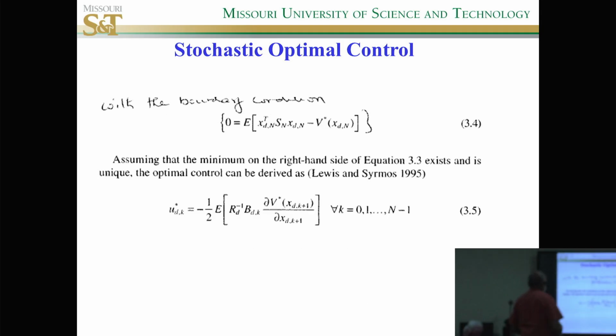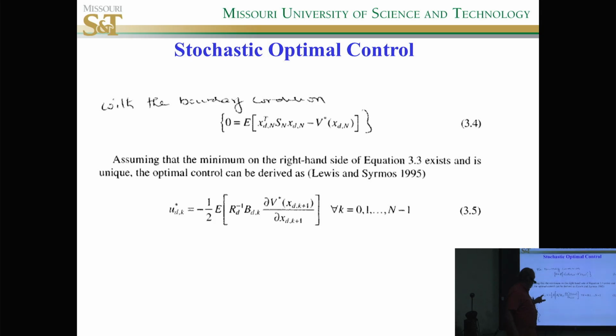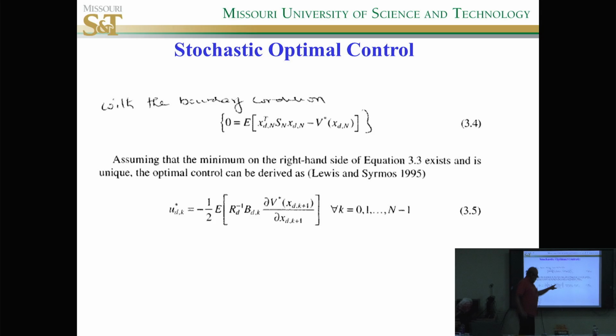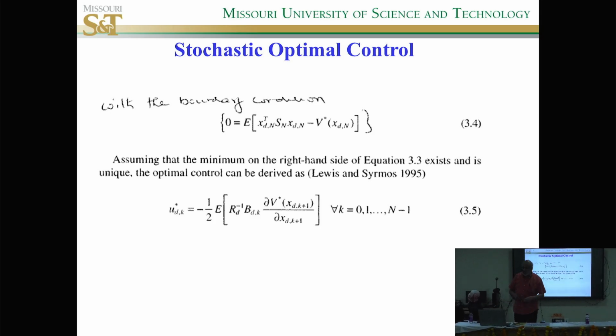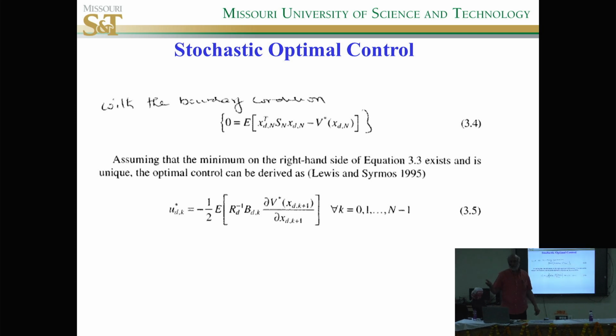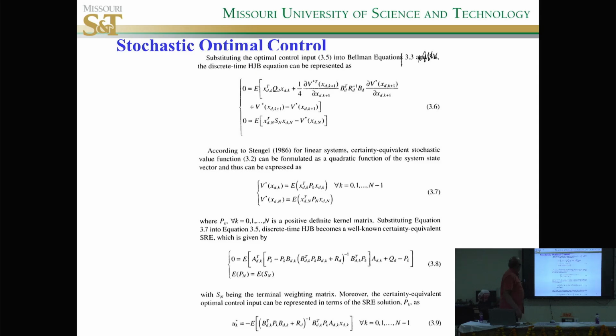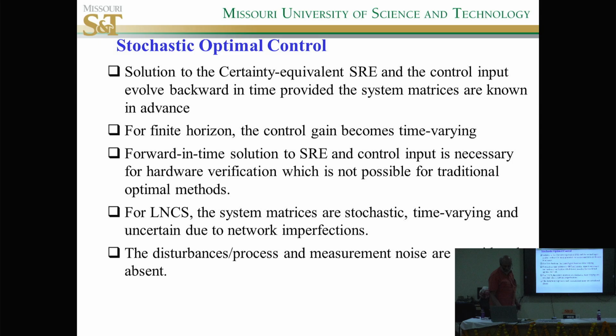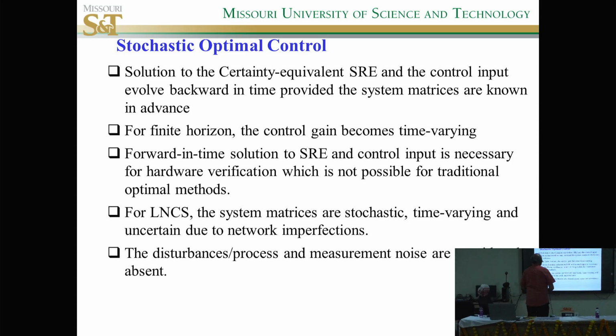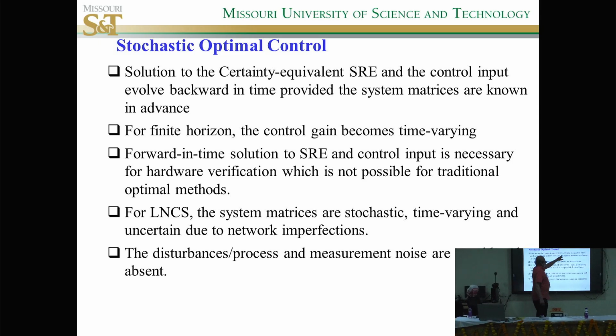Here, this is the terminal constraint error, the second one, because this is a finite horizon, and it is equal to 0. From there you get the optimal control, which is R inverse B times partial V star, where V star is the solution to the Bellman equation. If it's nonlinear, it becomes a HJB equation. All that derivation is there. Eventually, we get the stochastic solution to the certainty equivalent SRE, the stochastic Riccati equation.